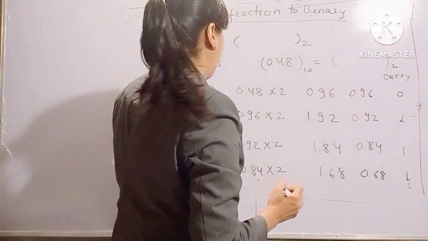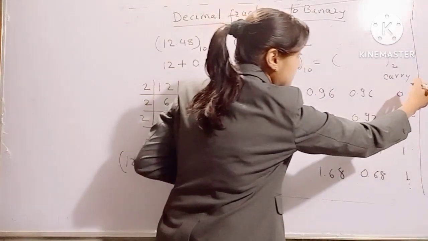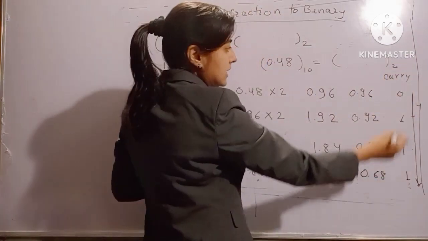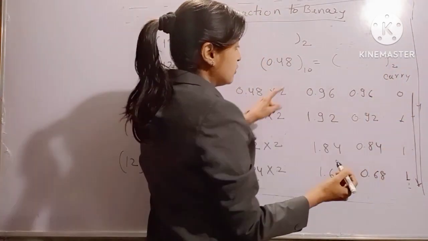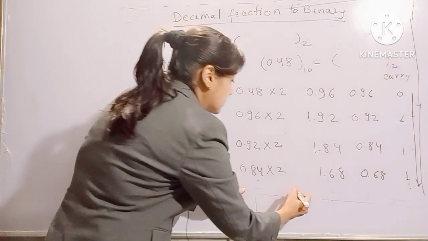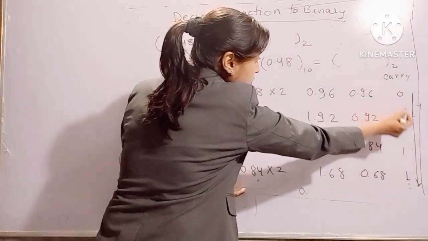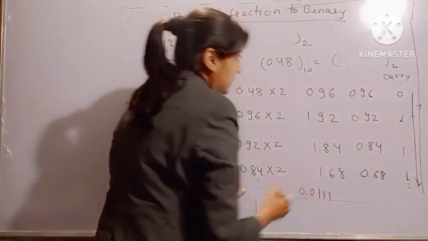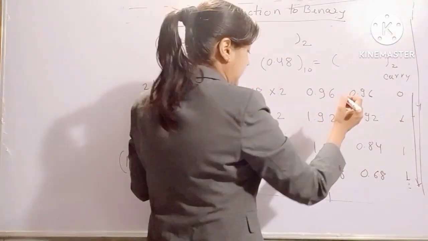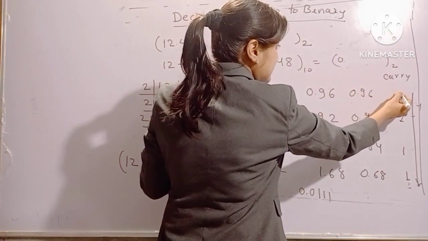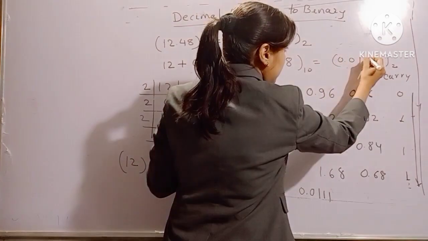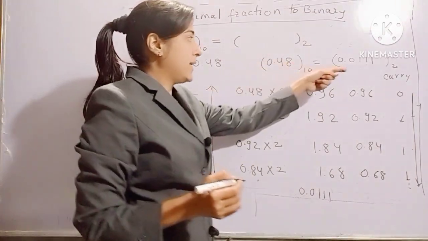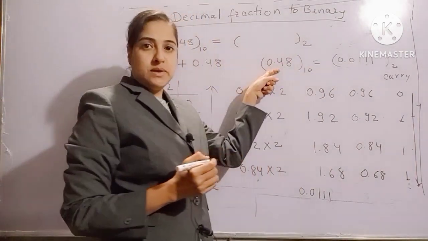So here I have to go from top to bottom. I have to consider the carry and need to go from top to bottom. So what I'll get is 0.0111. So 0.48 I can write as 0.0111. This is the equivalent binary code for this decimal number.